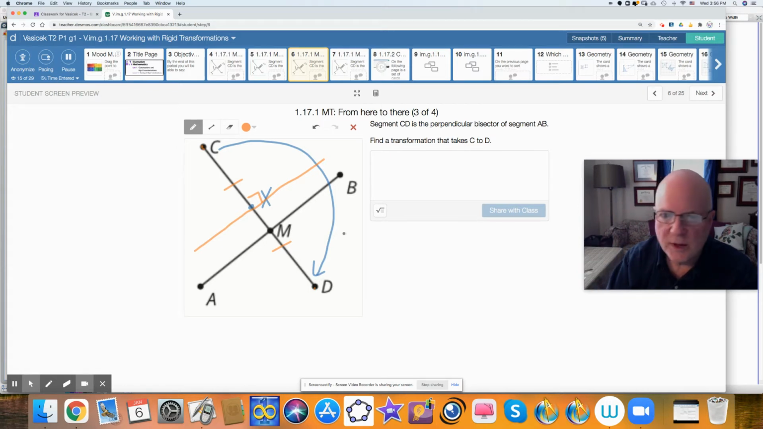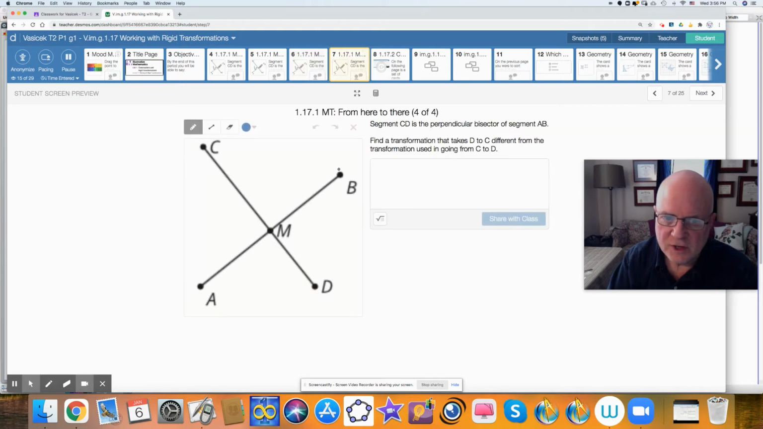Probably the easiest way of doing this particular transformation to go from C to D would be to do a translation. I'm going to translate point C by directed line segment from C to D. Translate C by directed line segment from C to D.